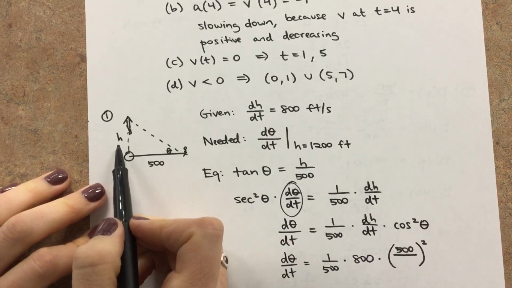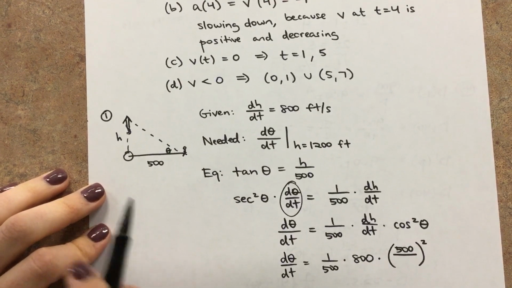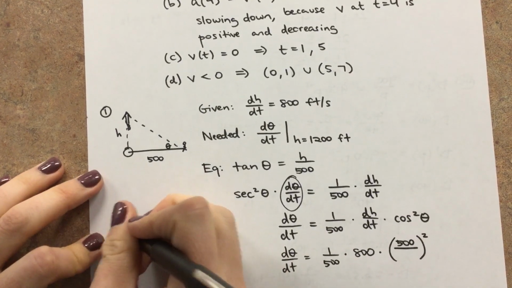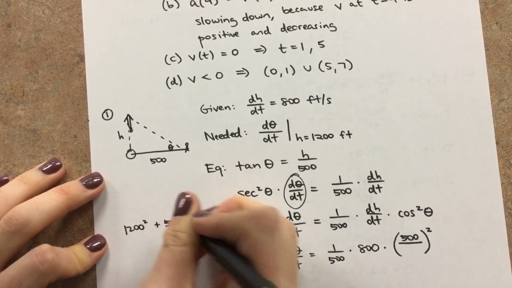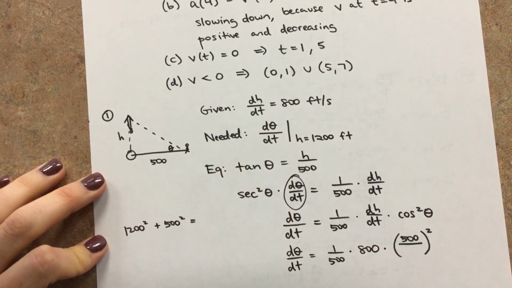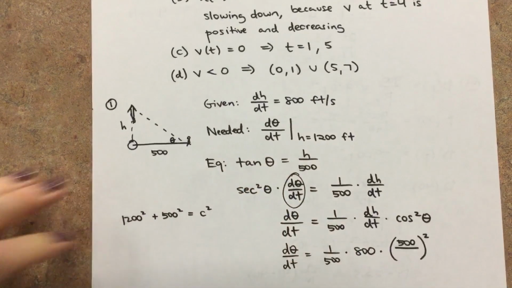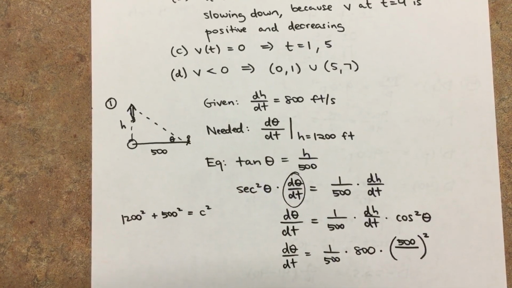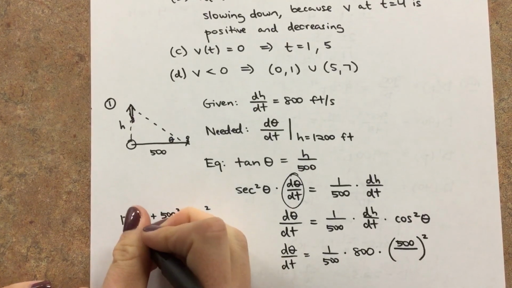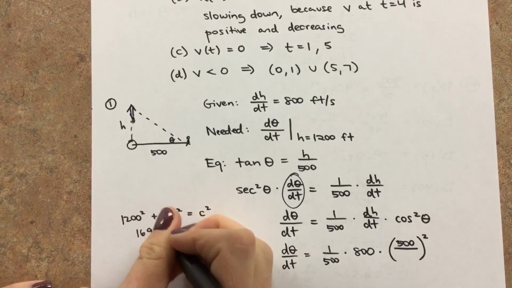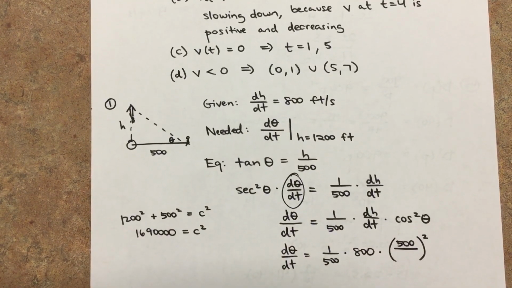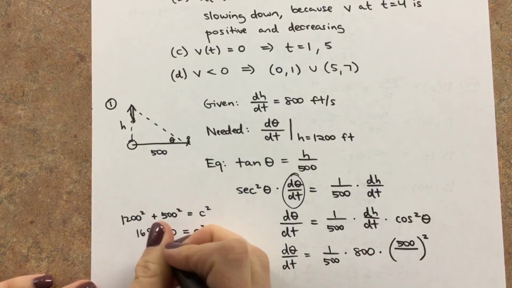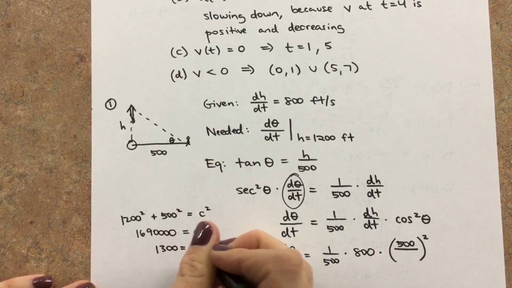That's what we got to do a little side work for. At this moment, h is 1200. So we're going to use 1200 for h, 500 for that distance, and then we can find the hypotenuse. So I'm just going to use c squared for this. So 1200 squared plus 500 squared is 1,690,000. That is c squared. And then I can take the square root of both sides. So this ends up being a nice, neat 1300.